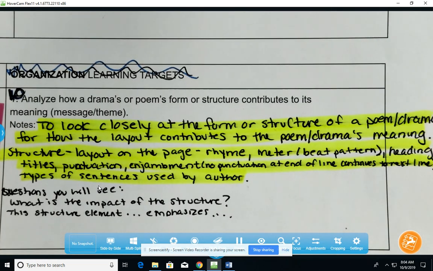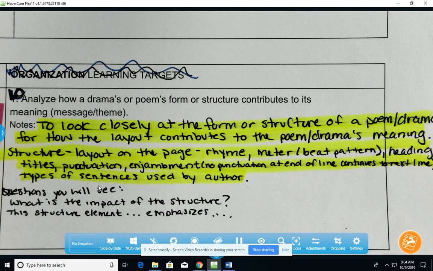Also, poetic structure includes types of sentences used by the author. Do we use declarative sentences? Are we using interrogative sentences? Are we using commands? Are we using specific sentences, and why? Are we using those types of sentences for a reason?